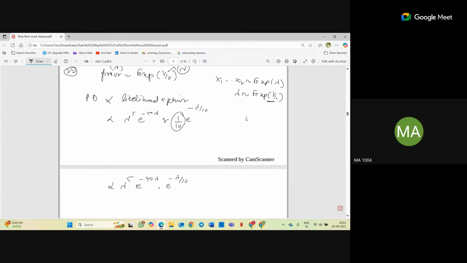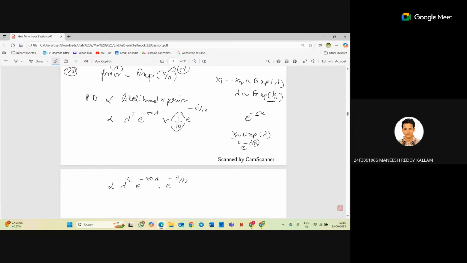Like we have e raised to the power minus lambda x, right? So in place of lambda, she is saying that it should be 1 by 10, right? Yes, ma'am. But it's not the case. If I'm saying my x is following exponential with parameter lambda, then I say e raised to the power minus lambda x. My x will be the values, right? Lambda itself now is following that, right? Okay, got it. Sorry.